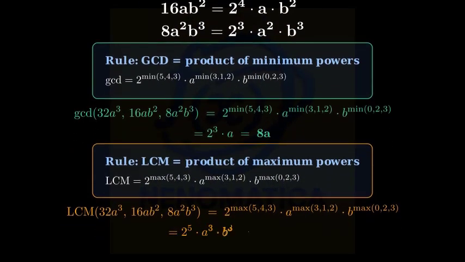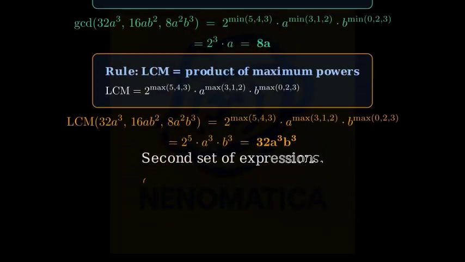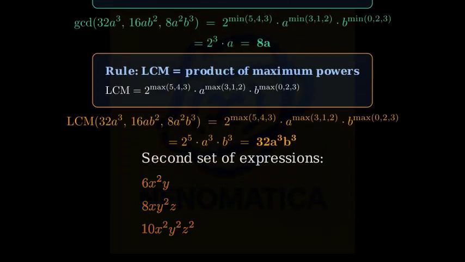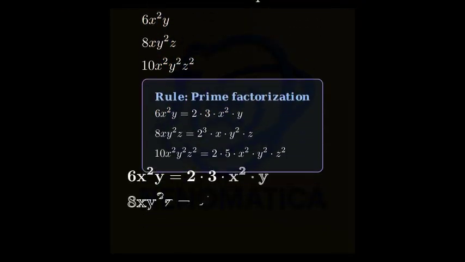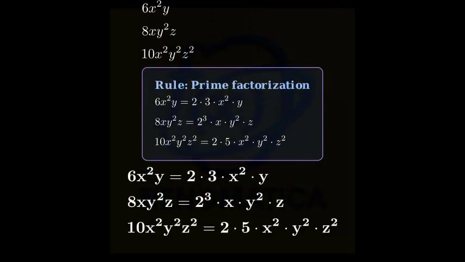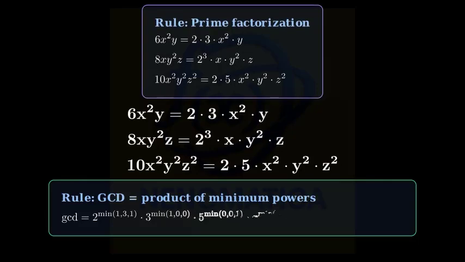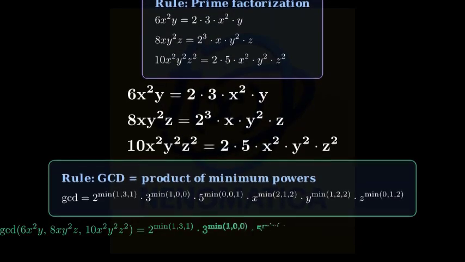Second set of expressions. We have 6x squared y, 8xy squared z, and 10x squared y squared z squared. Step 4. Prime factorize each term. Step 5. The greatest common divisor uses minimum powers across shared factors. We take minimum exponents for 2, for 3, for 5, for x, for y, and for z, in that order. Then simplify to 2xy.